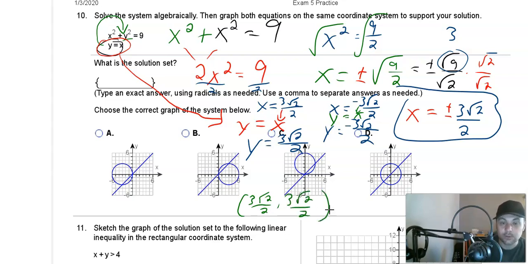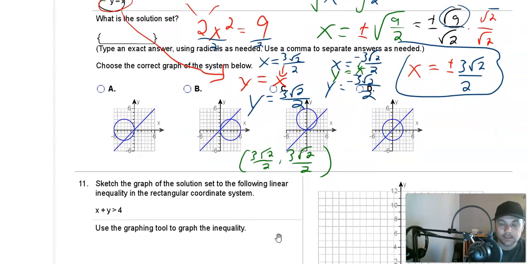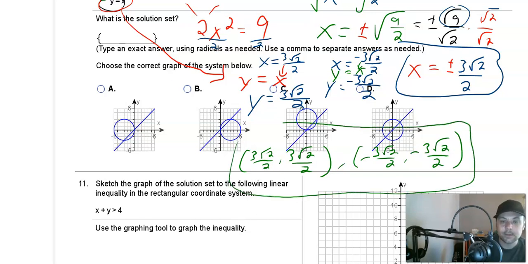Right? That's one solution. My other solution here, let me scroll down a little bit so it doesn't get in the way of the camera, is negative 3 square root of 2 over 2 for x. That was this value for x, comma, negative 3 square root of 2 over 2 for y. And you'd separate those with commas if you're typing it into Math Excel. And so this would be my 2 solutions to that system of equations.